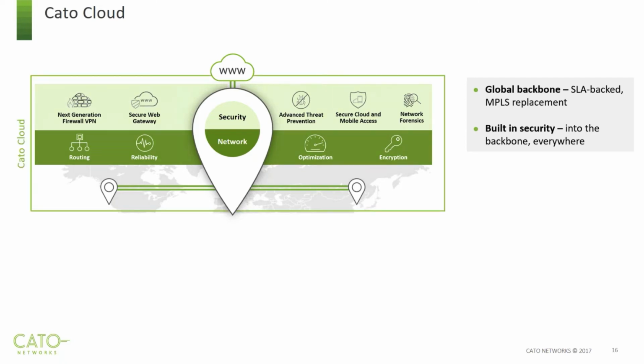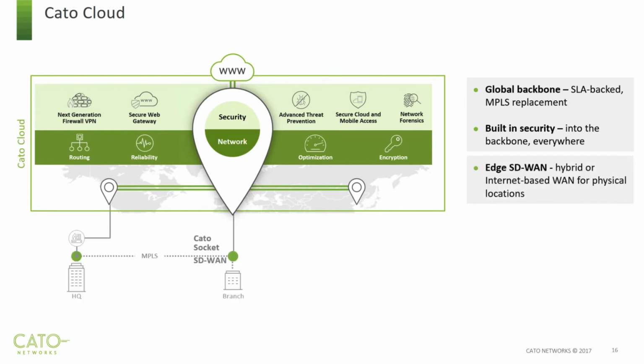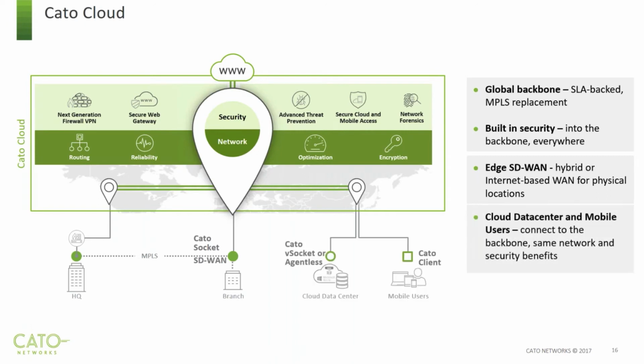And all of that we call the Cato Cloud. It's that complete package. Connecting to the Cato Cloud, we have our Cato Socket. This is our SD-WAN appliance. It sits at locations and connects them both to the existing MPLS lines if they're there, as well as to internet connections, ideally dual internet connections.